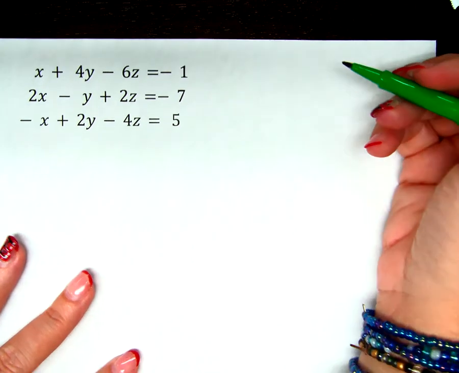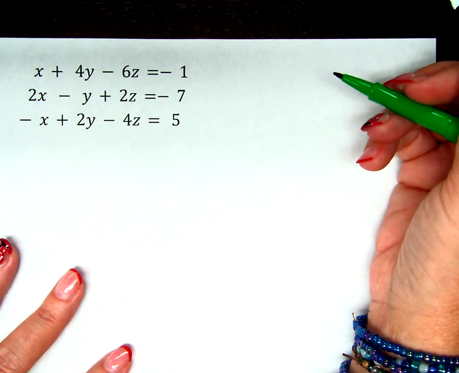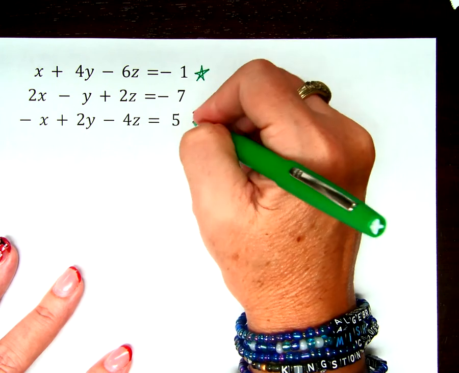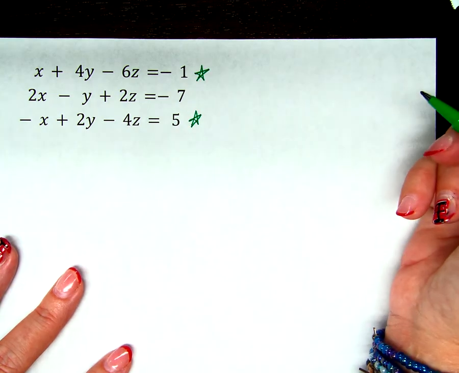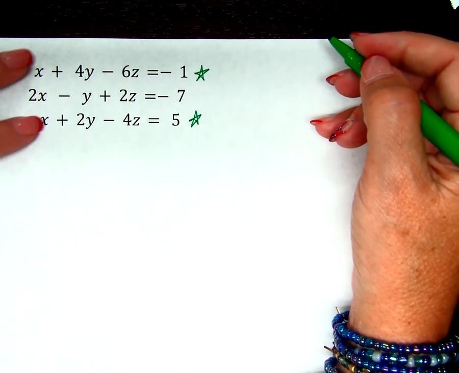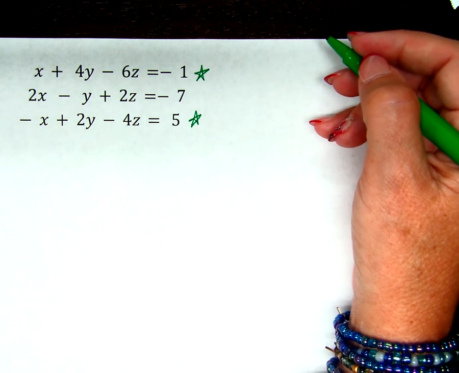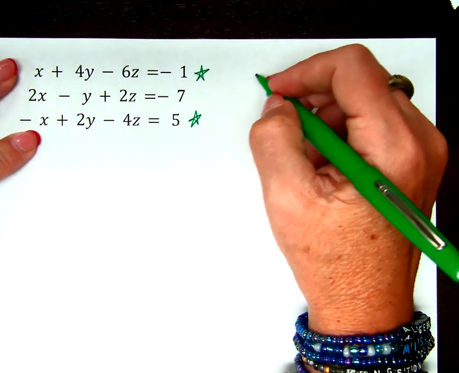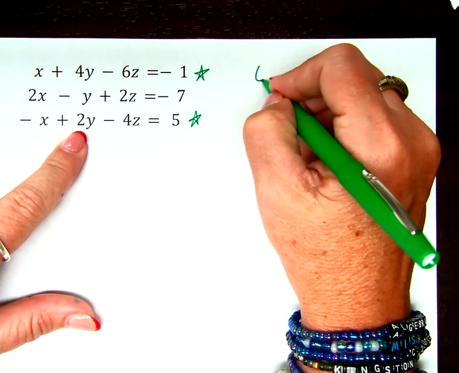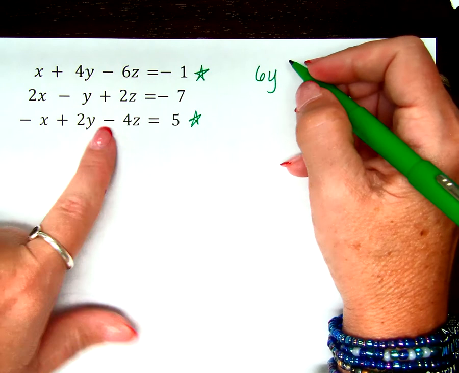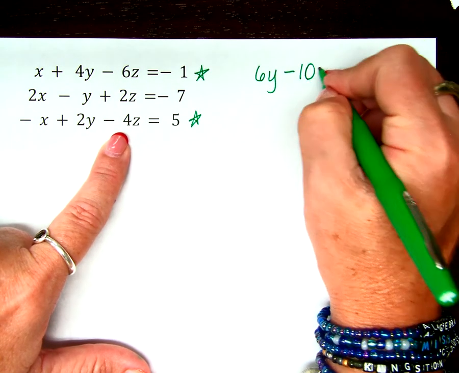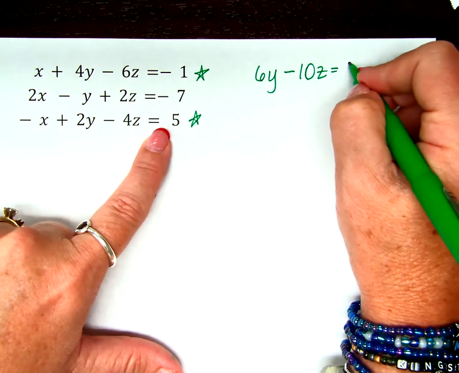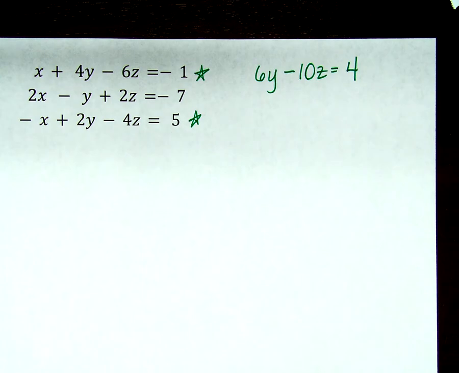What do you want to do first to eliminate the x's? So just combine the top one and the bottom one? Are you okay with that? Because if we just combine the top and the bottom, what's going to happen to x? It's going to go to 0, isn't it? Because they're already same number, opposite sign, right? So x and negative x is 0. 4y and 2y is 6y. Negative 6z and negative 4z, negative 10z, and then negative 1 and 5, 4.